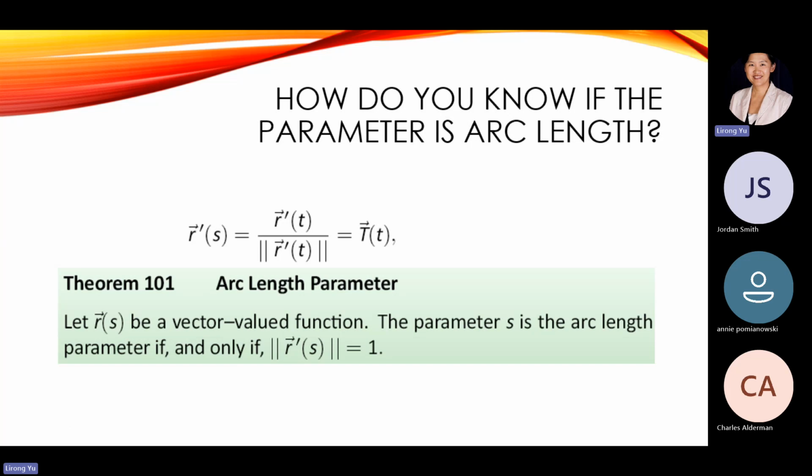And also means that whenever you calculate the derivative of your position function, if the magnitude is 1, then the parameter that you're using must be the arclength parameter. So this is a way to determine: are we using a vector that has magnitude other than 1, or are we using an arclength parameter? This is how we can tell whether our parameter is an arclength parameter or not.